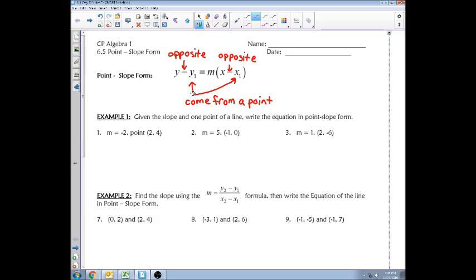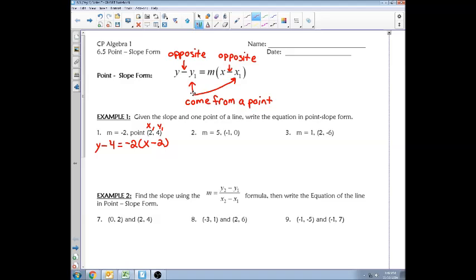So let's give it a shot here. Example 1, given the slope and one point of a line, write the equation in point slope form. Remember, point slope form's at the top of the paper here, right? So what we're going to do is y, this 4 would be y1. So this is positive 4. We're going to use negative 4 is equal to our slope, so negative 2, times x. There's x1, that 2 is x1. The opposite of x1 would be negative 2. That's how we write something in point slope form.